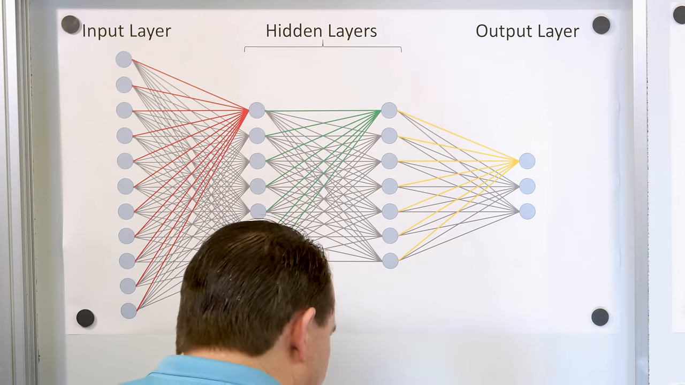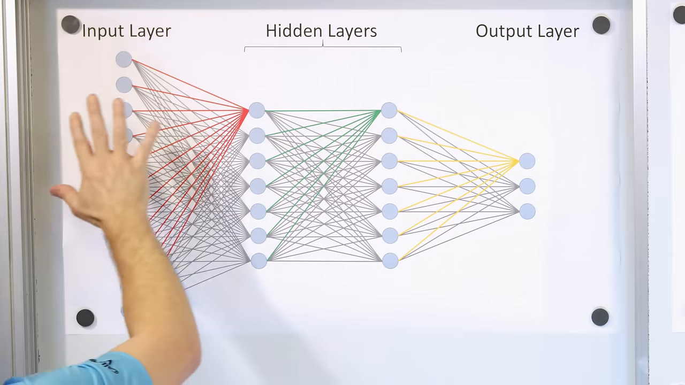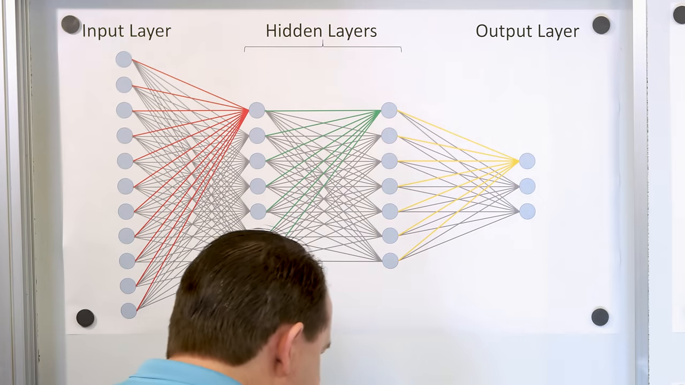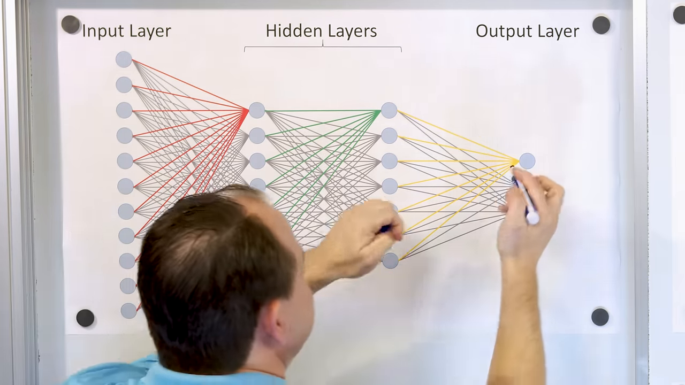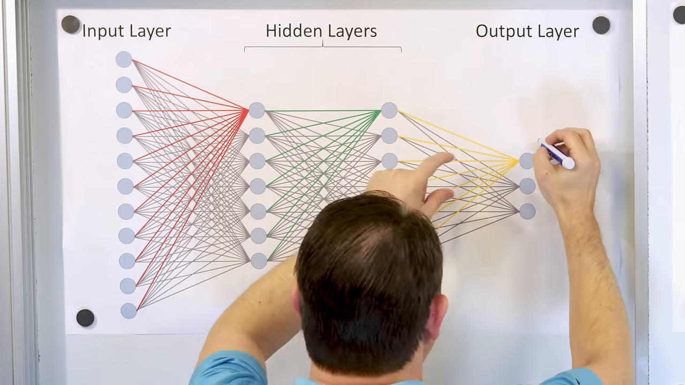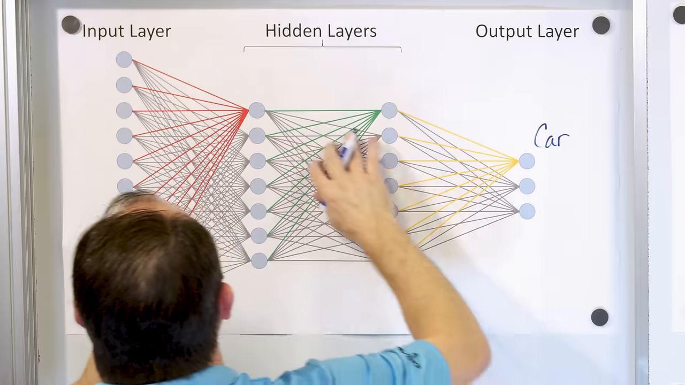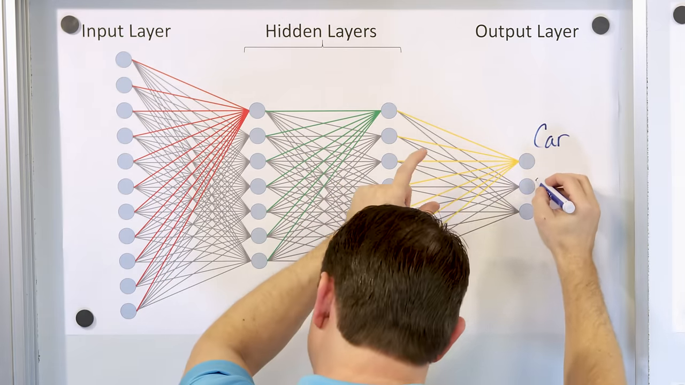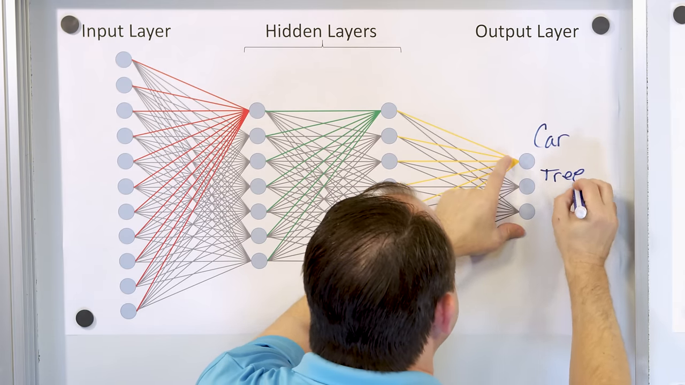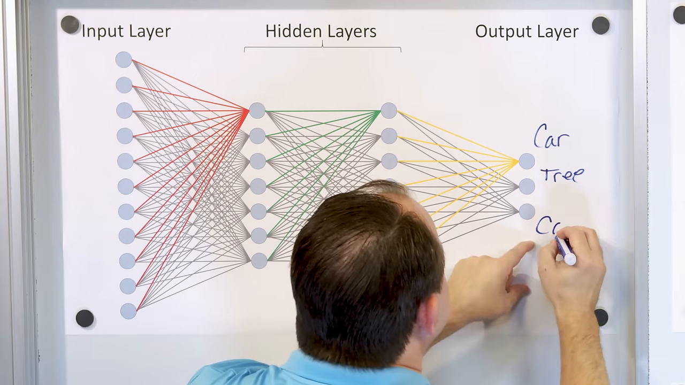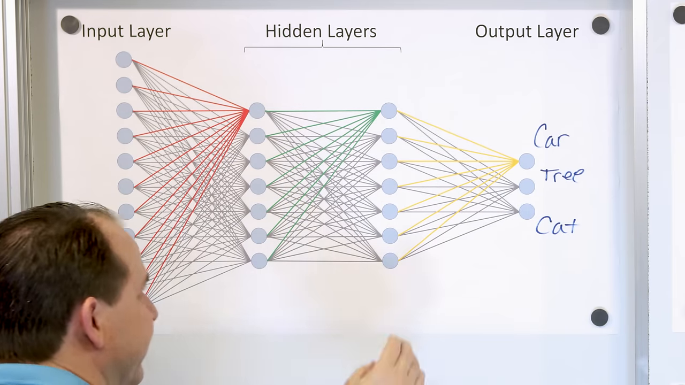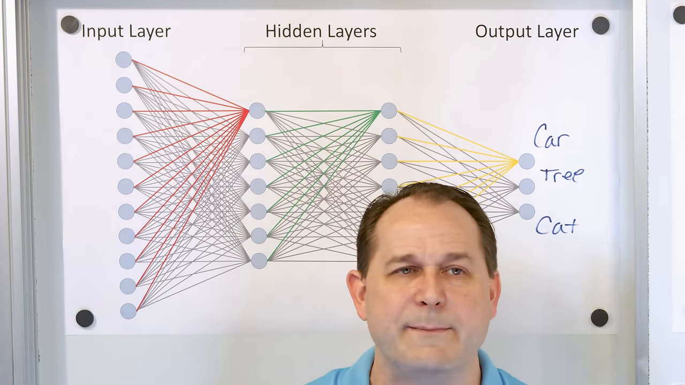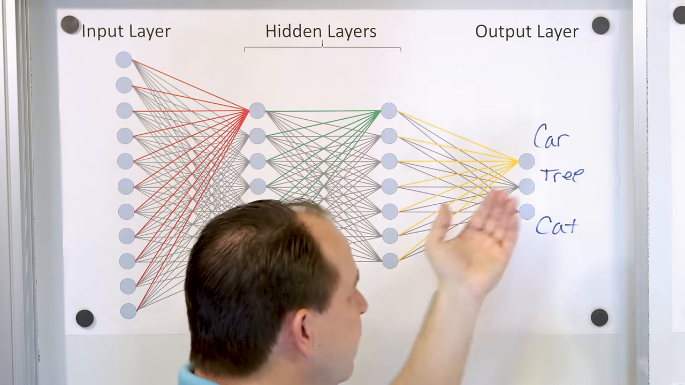Now, what I want to do is talk about in general how this thing works. Forget about the math for a second. Here are the inputs, and here are the outputs. The outputs in this case can be one of three things. This one right here is going to be a car, and when I say car, I mean any automobile, truck, bus, whatever. This neuron is related to any trees that it detects. And this one is any cats that it detects. So there are three outputs for three different object classifications that this neural network has been trained on. In the real world, it might be trained on millions of objects, but this one's only trained on three.